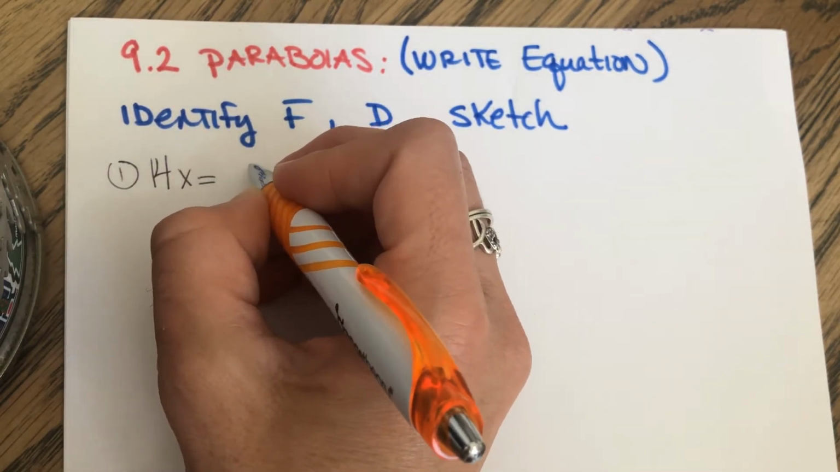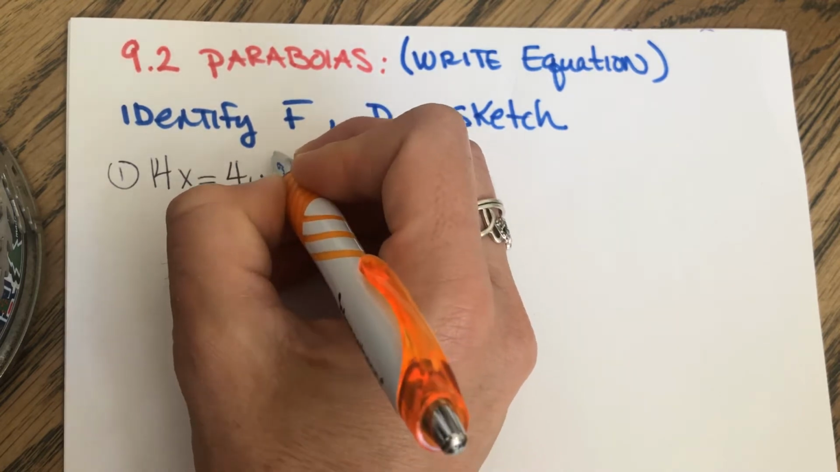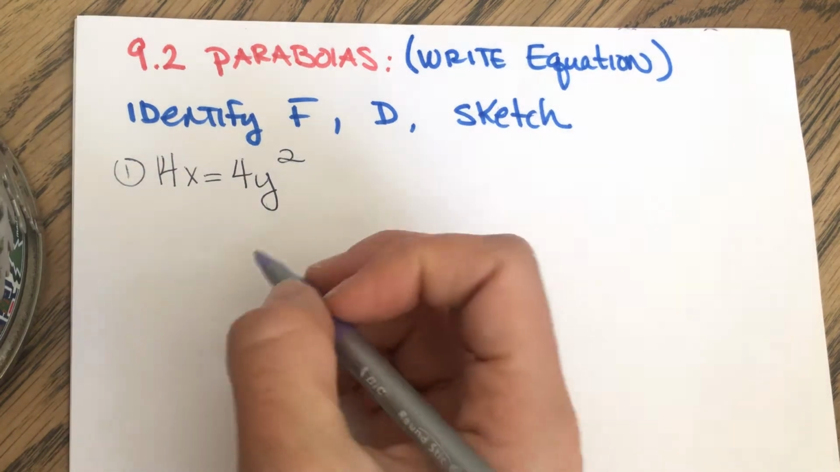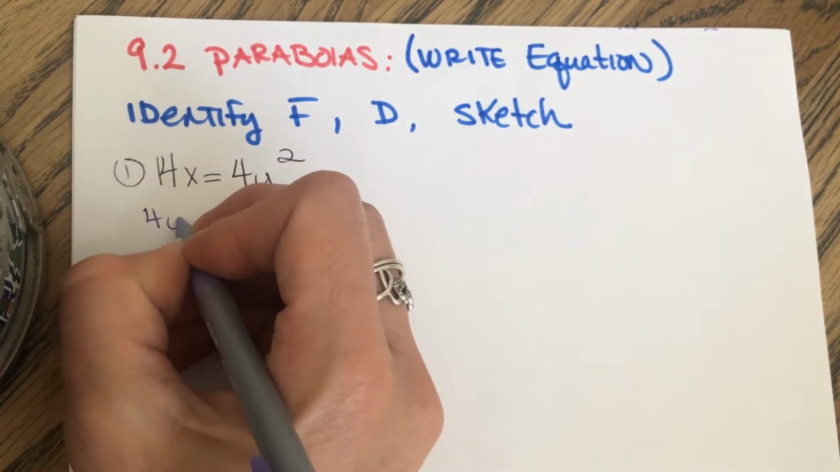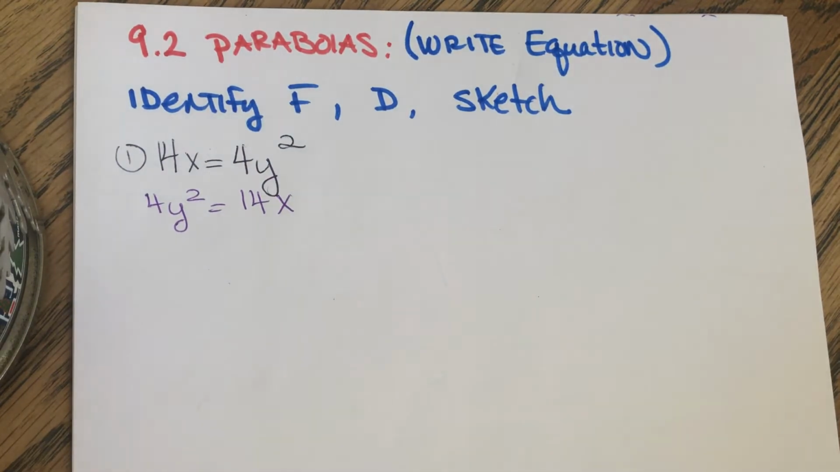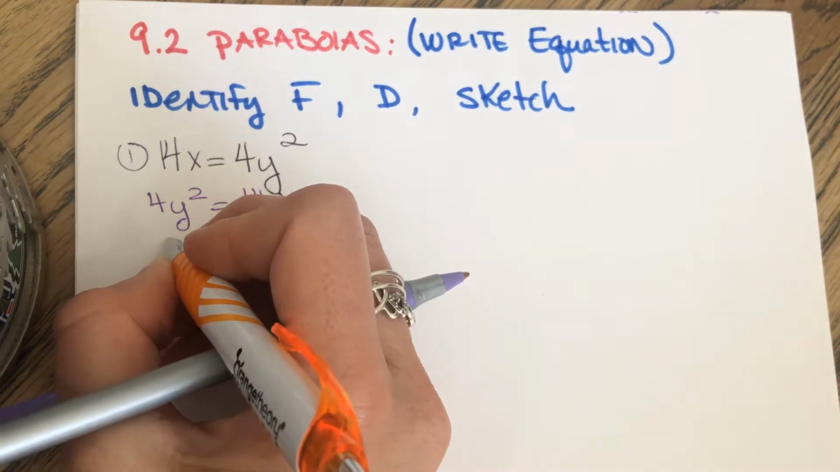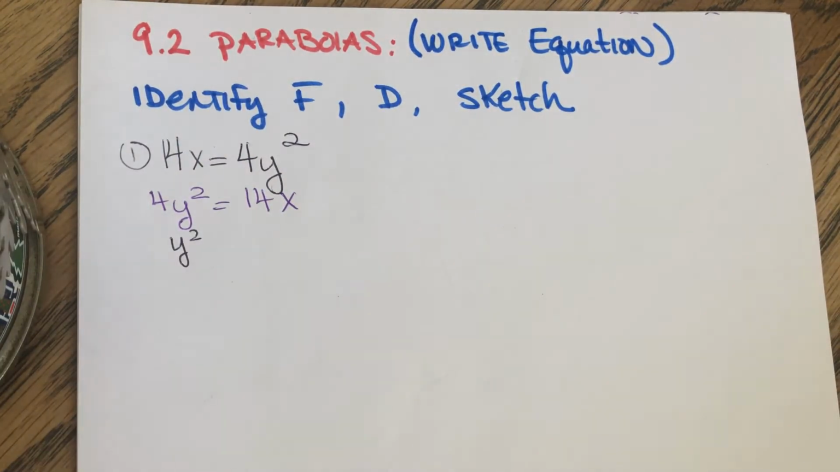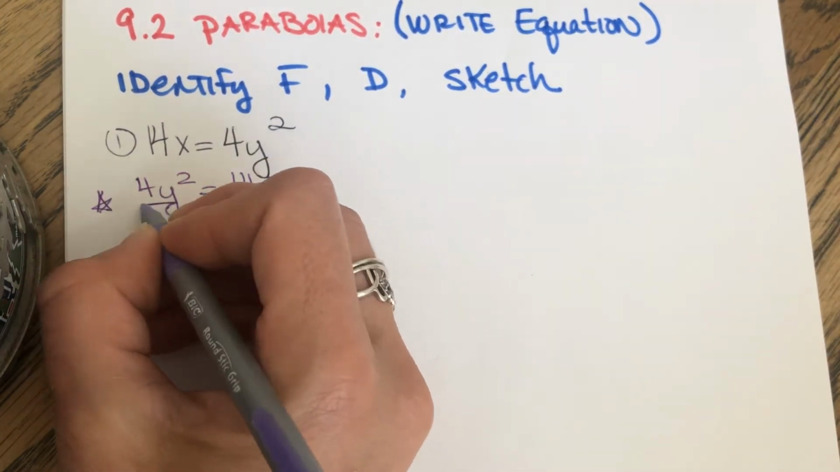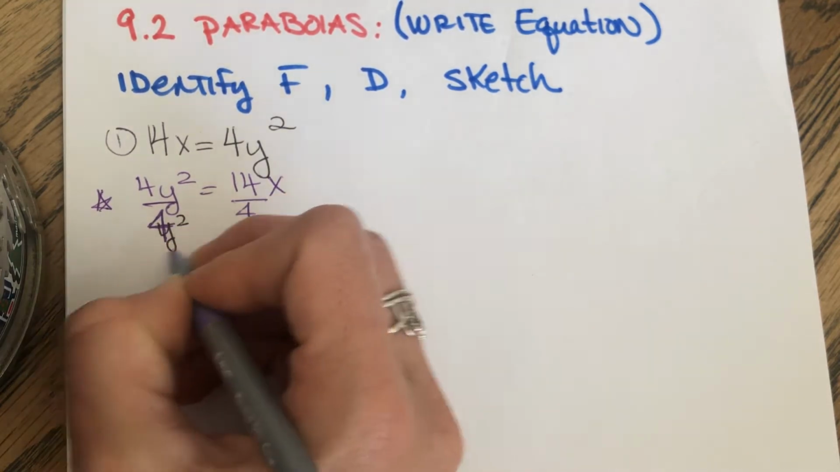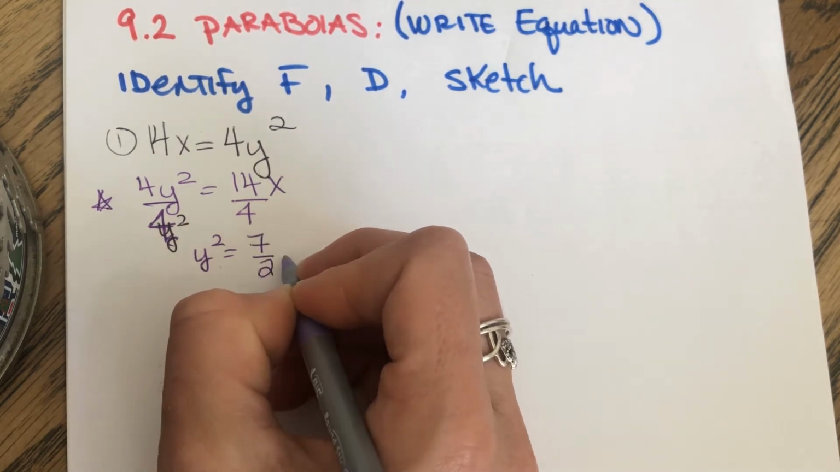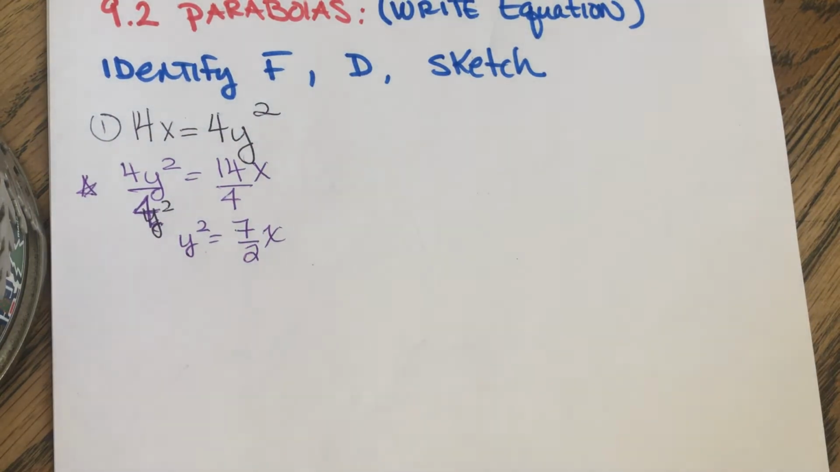14x equals, we'll say 4y squared. Okay, so obviously it's not in our correct format. Well, it is, but I would recommend you guys writing it like this. Keep it so the y squared's over here. Okay, so write it like that. Now let's first get this in standard. So this has to be in standard. So let's divide by 4. Divide by 4. We get y squared equals 7 over 2x. Okay, so that's our standard form.